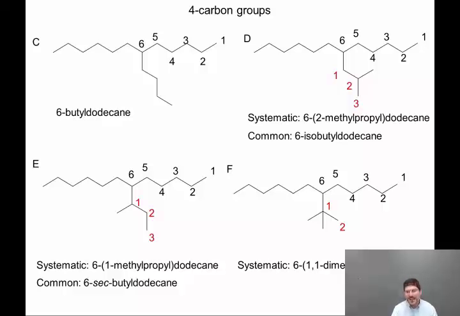Okay, then finally getting on to molecule F. What do we do with this? Well, it's still a butyl group, and if you look at what we did with molecule E, I think you'll know what to do with molecule F. Because now carbon 1, rather than being a secondary carbon, carbon 1 is a tertiary carbon because there's 3 other carbons in addition to the parent chain bound to carbon 1. Okay, so instead of being sec-butyl, this compound is called 6-tert-butyl dodecane, where tert is the short form of tertiary.